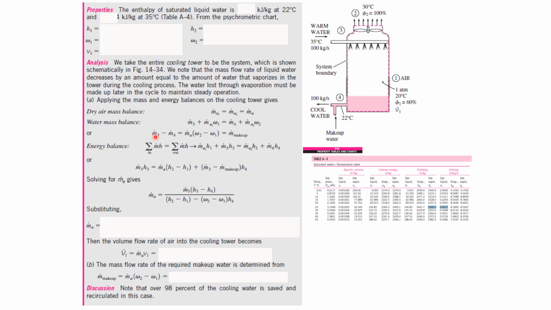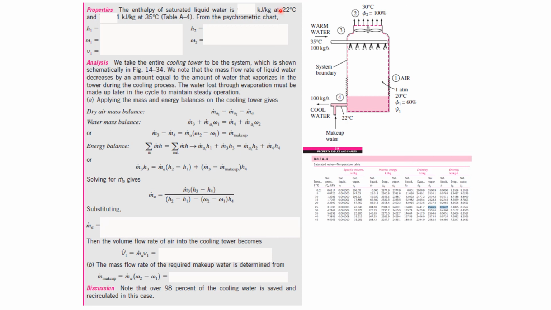Once you have that, these are your dry air balance equation and water mass balance equation. The difference between m dot 3 minus m dot 4 gives you the amount of makeup water that you need to introduce. Remember, relative humidity 60% goes out saturated, which means you are taking away some moisture, and how much needs to be replaced is given by the makeup water, calculated using this formula. Based on the energy balance, you simplify it, and this is the m dot a that you need to find. m dot 3 is given, 100 kg per second. H3 and H4 can be found, H2 and H1 are known, omega 2 and omega 1 are known.